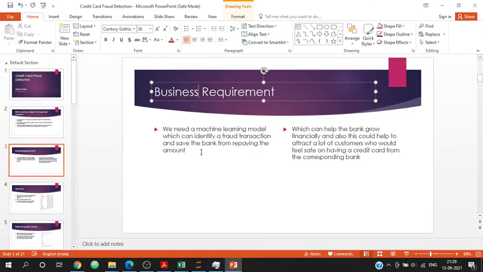So the business requirement is to create a machine learning model which can detect a fraud transaction based on the pattern, or based on the details on which the transaction is happening. This would help the bank grow financially and also attract a lot of customers.